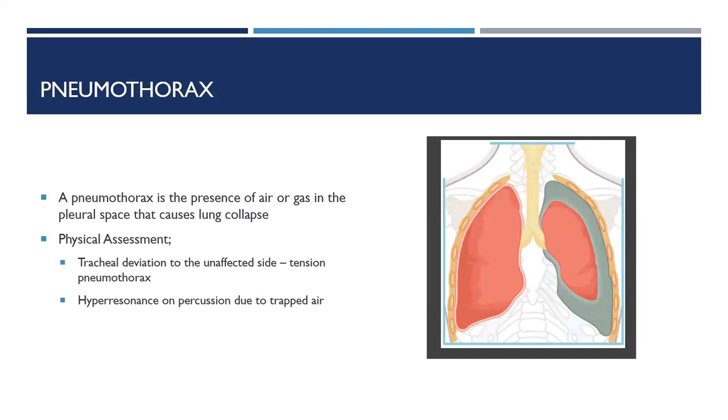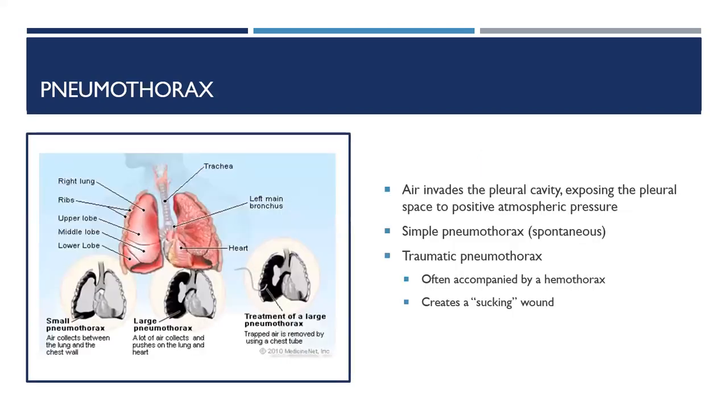Pneumothorax is where the lung is being collapsed due to a pressure gradient. We'll see tracheal deviation with this, and we'll also hear hyperresonance when we are doing percussion due to the trapped air that's within the pleural cavity. So pneumothorax can be a simple pneumothorax, can be spontaneous. It also could be a traumatic pneumothorax.